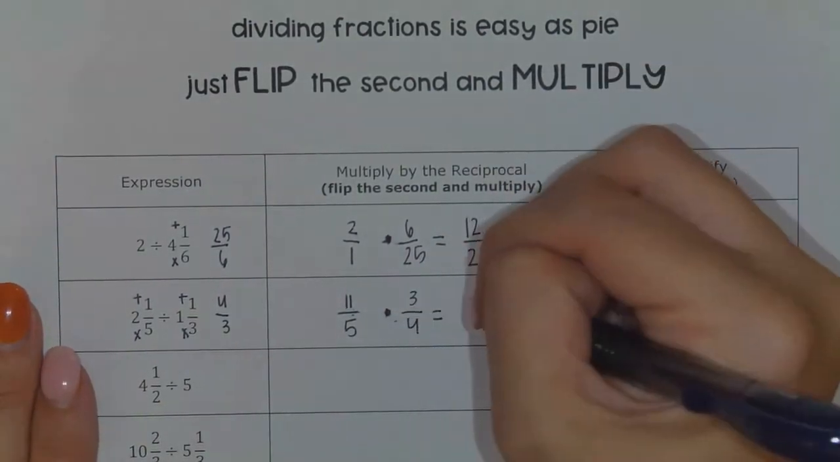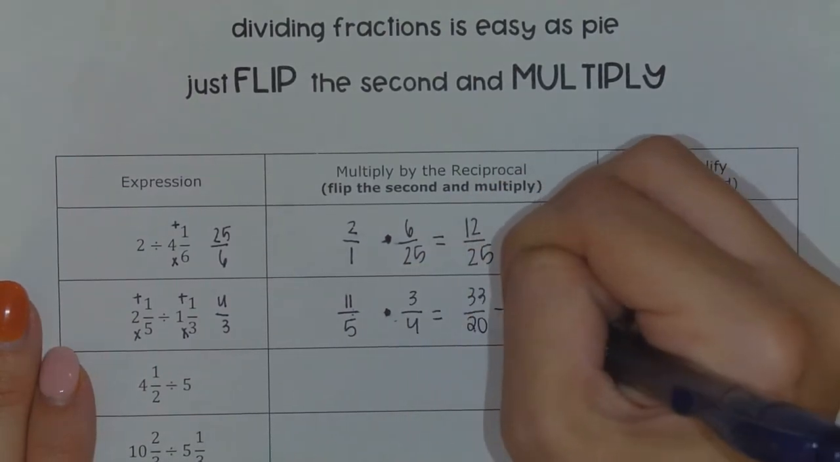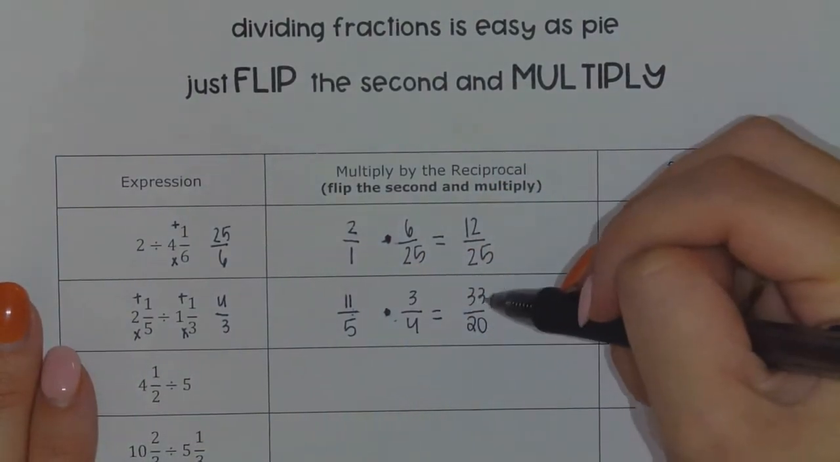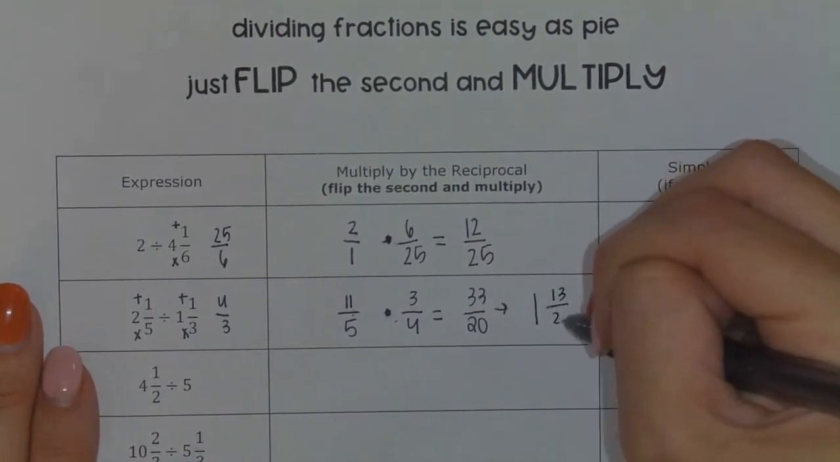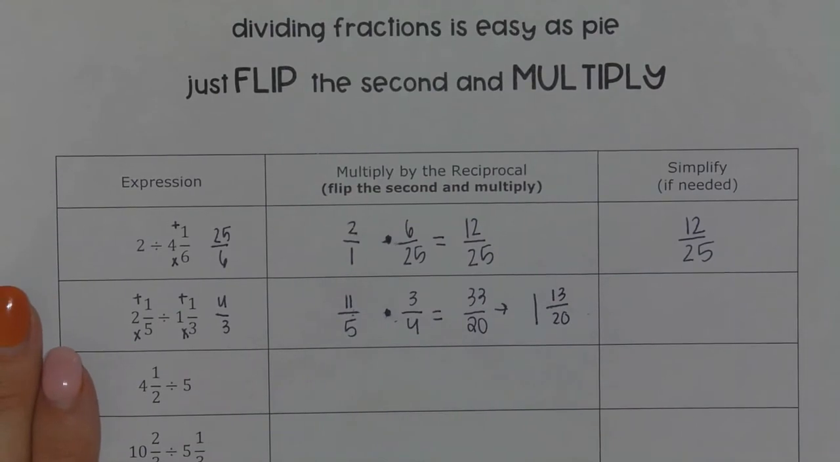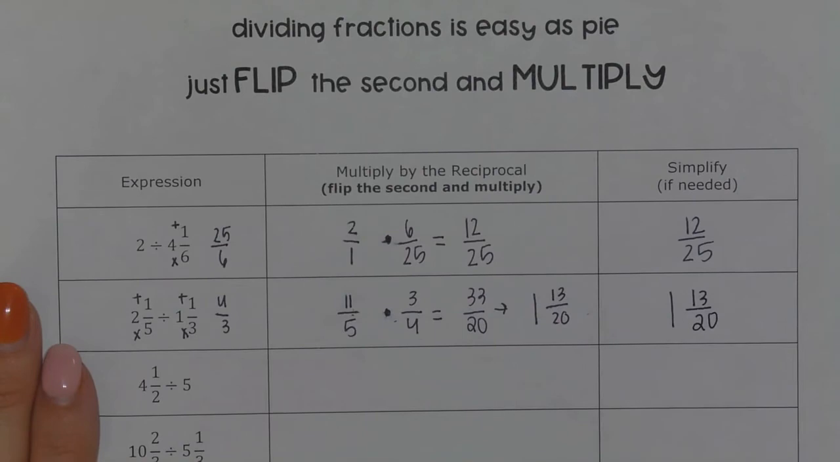So I have 11 times 3, which gives me 33. 5 times 4, which gives me 20, and I can simplify this. 20 will go into 33 one time. I have 13 out of 20 left over, and I cannot simplify 13/20ths, so it's my final answer of 1 and 13/20.